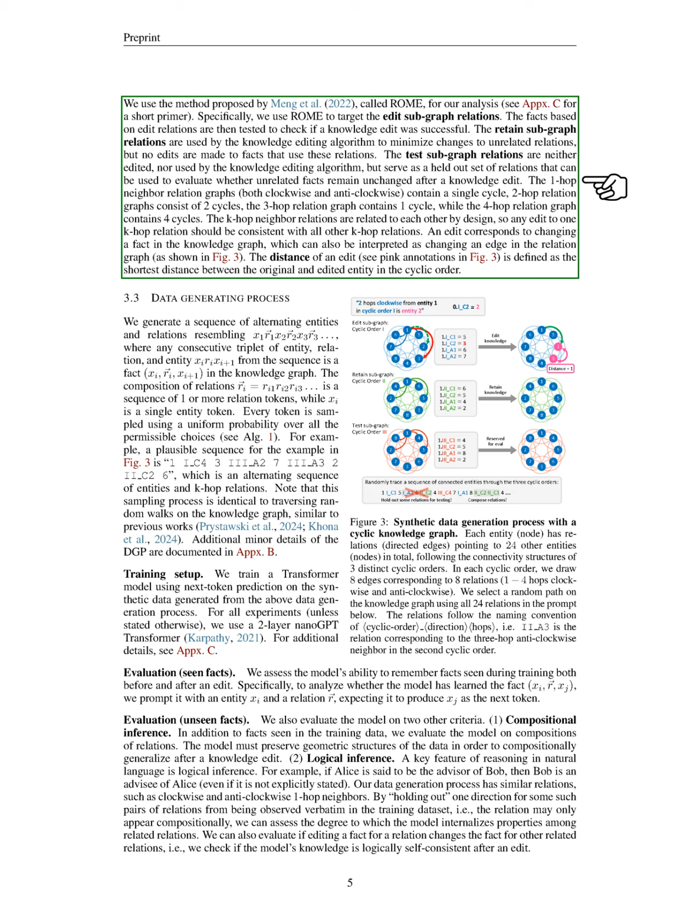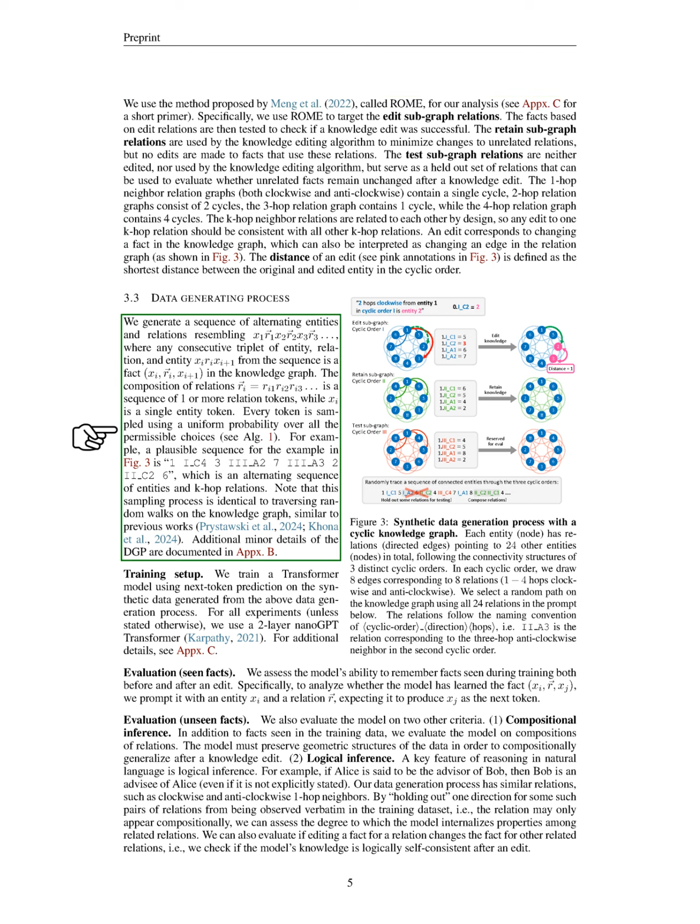We define the distance of an edit as the shortest path between the original and modified entities in the cyclic order. For our data generation process, we create a sequence of alternating entities and relations. Each triplet of entity, relation, and entity forms a fact in the knowledge graph. We sample each token uniformly from all possible options. For example, a sequence might look like 1i_C433_A273_A322_C26, representing alternating entities and relations. This sampling mimics random walks on the knowledge graph.